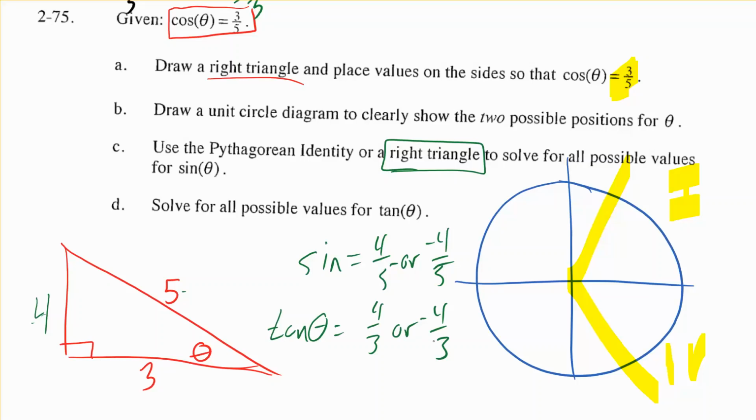So the biggest takeaway I could say is, when you're given the ratios of a side, cosine theta equals 3/5, the first thing you want to do is draw that right triangle and see what pieces you can come up with from there.